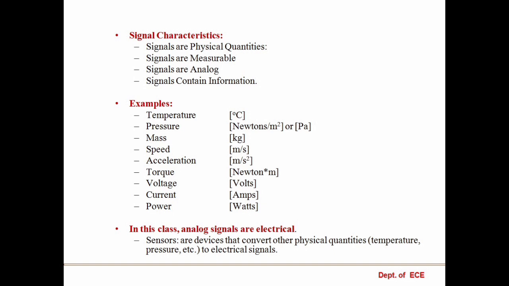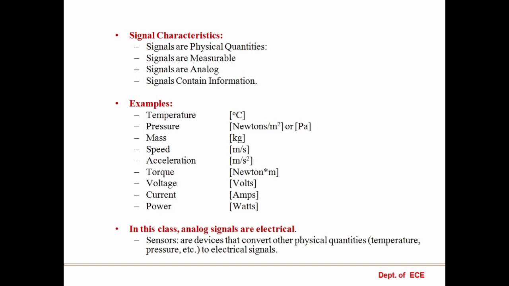Signals have different characteristics in terms of physical quantities and measurable parameters, signals are analog in nature, and signals contain some kind of information. For example, temperature is one of the signal characteristics because it gives the physical quantity of temperature, whether in degrees Celsius or in the Fahrenheit range. Others are pressure, mass, speed, acceleration, torque, voltage, current, power, and energy. All of these are simple examples of signals.